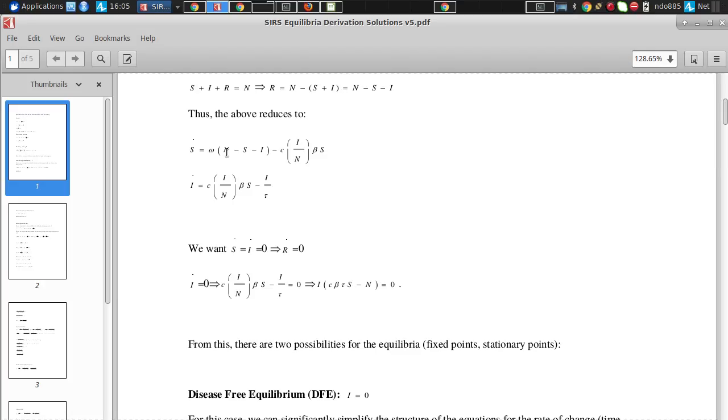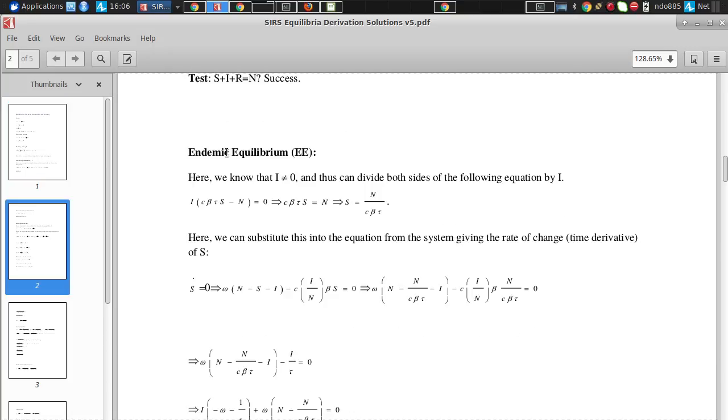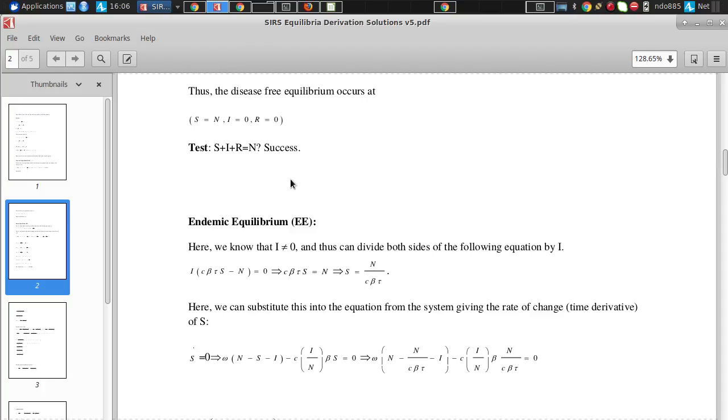The big picture here is we're solving for values of S and I where S dot equals 0 and I dot equals 0 simultaneously. And so one of them was where I equals 0, this disease-free equilibrium. And the other is when we have this endemic equilibrium, okay? Here, I is not equal to 0. And here's the trick, and this is a very common trick. If you know I is not equal to 0, you can divide both sides of an equation by I.